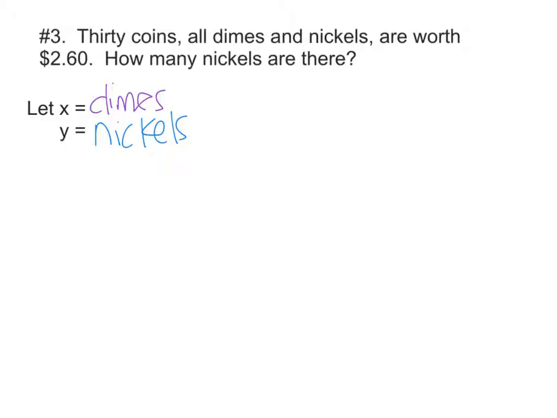So going back into the problem, we are told that there are 30 coins that are dimes and nickels. So we don't know how many of each type we have, so we can use that information to write an equation. So we know we have so many number of dimes plus so many number of nickels to give us 30 coins altogether. The second part of this problem says that it's worth $2.60. So we want to figure out, again, how many nickels are there.